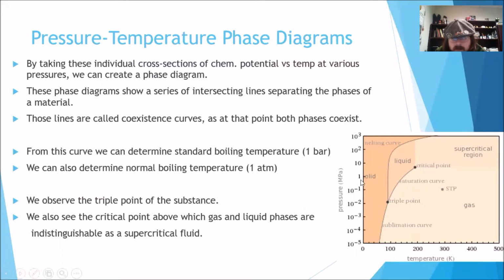So our standard boiling would be done at, what, 1 bar? But we can also get our normal boiling point at 1 atmosphere, depending on what you're looking at. But we'll see in here a triple point. So the point where the curves have shifted so much that all three lines intersect at the same point. But we'll also see that critical point. We talked about that a bit, a point above which the gas and liquid phases are indistinguishable as a supercritical fluid. So we said, oh, it's no longer going to condense anymore. It's just going to act as an ideal gas at all points.